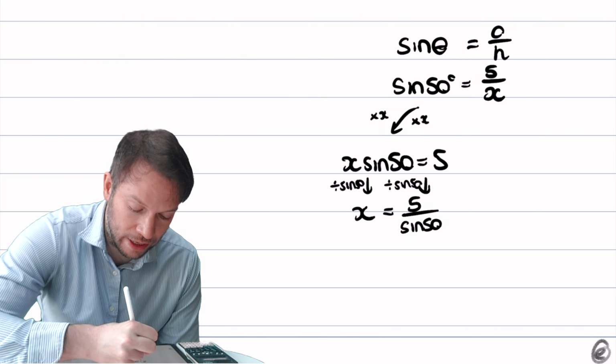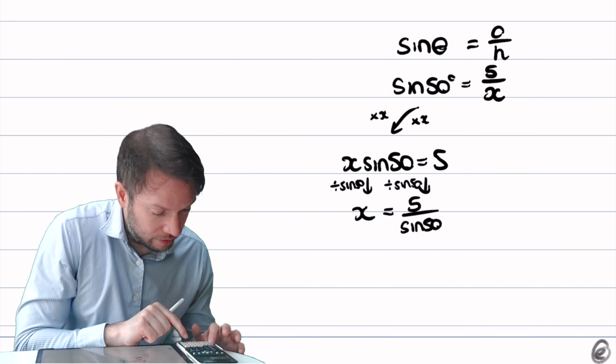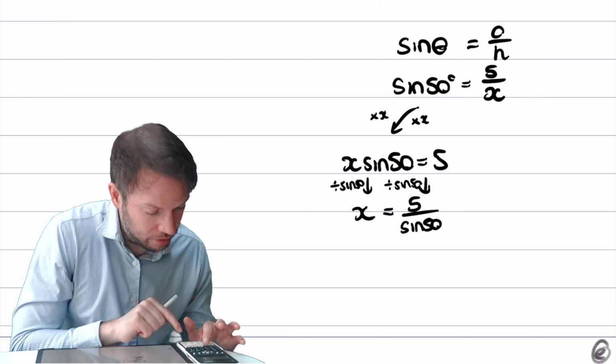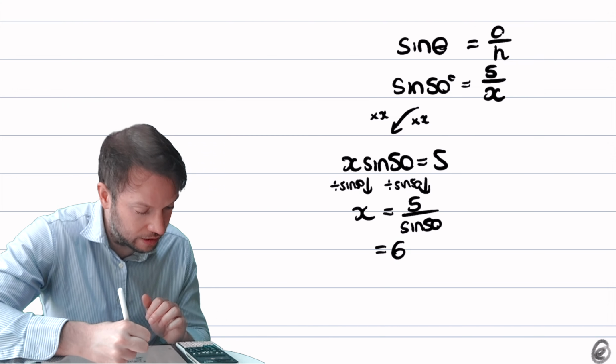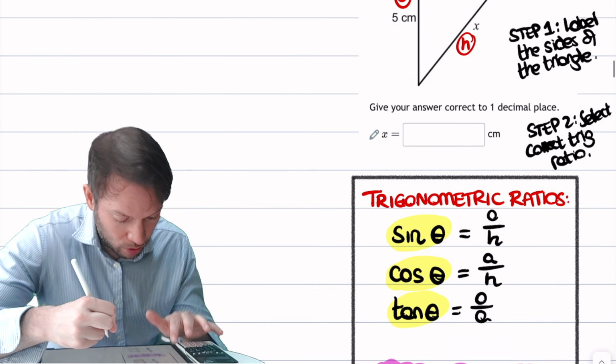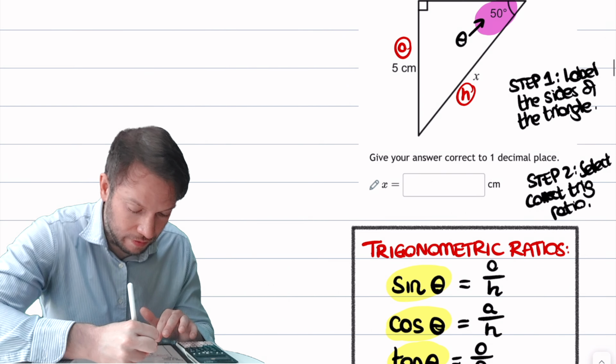Now don't worry how your calculator works out sine of 50. You can just put in your calculator 5 divided by sine of 50, use the sine key on your calculator, and that gives you 6 point, how many decimal places? 1 decimal place, so 6.5 centimeters. So that is the final answer.